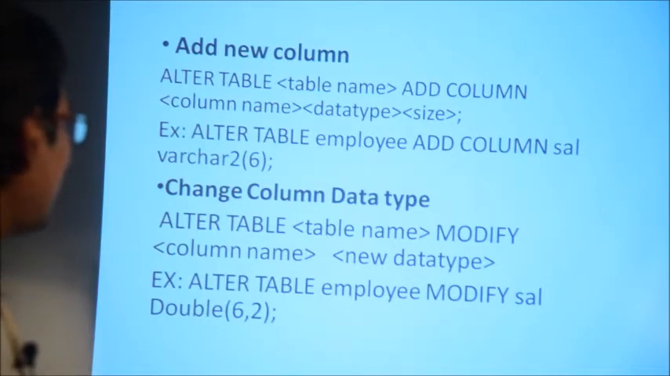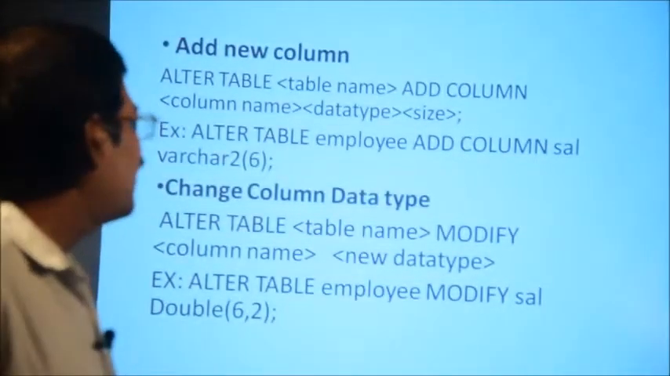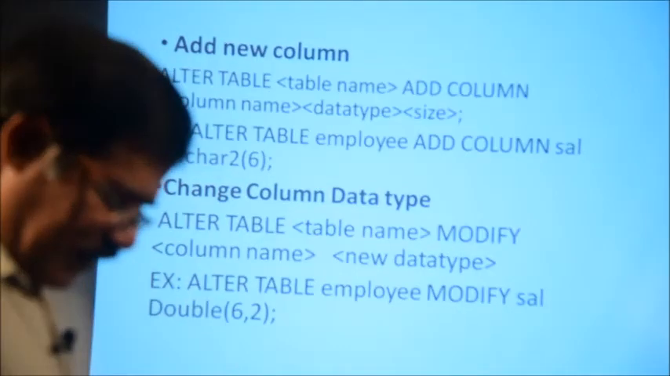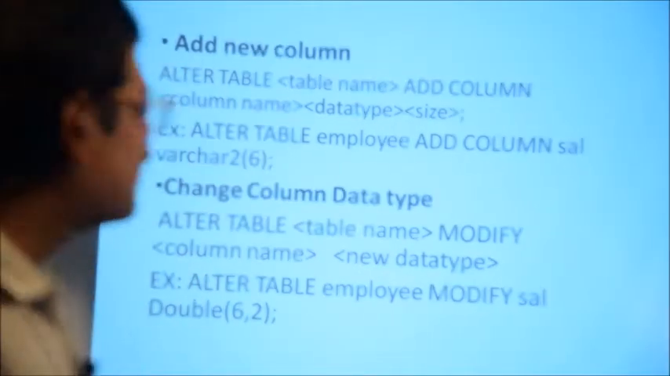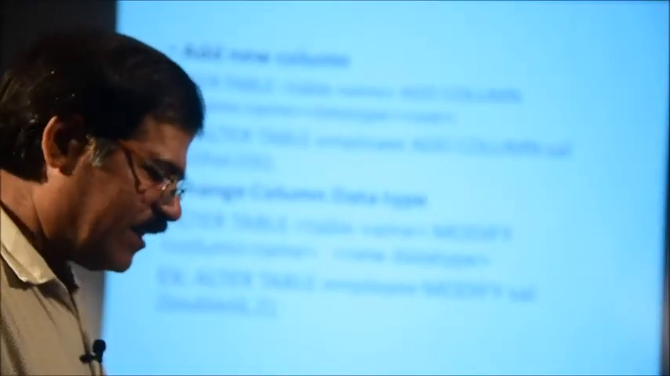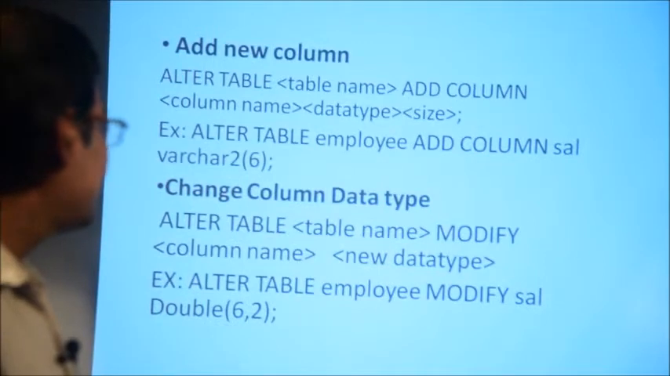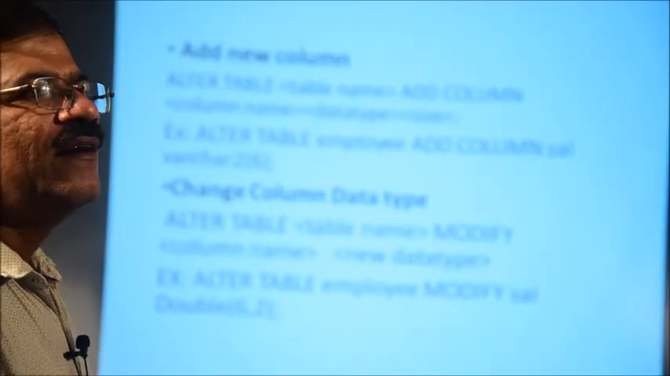So what do you write? Alter table name, modify column name and new data type. The old data type of salary I wrote was varchar 2, or variable character type. Now I change it to double type. Double type means double 6,2: total length of the number is 6 and after the decimal point 2 digits are there. So you can change the data type of a particular field.